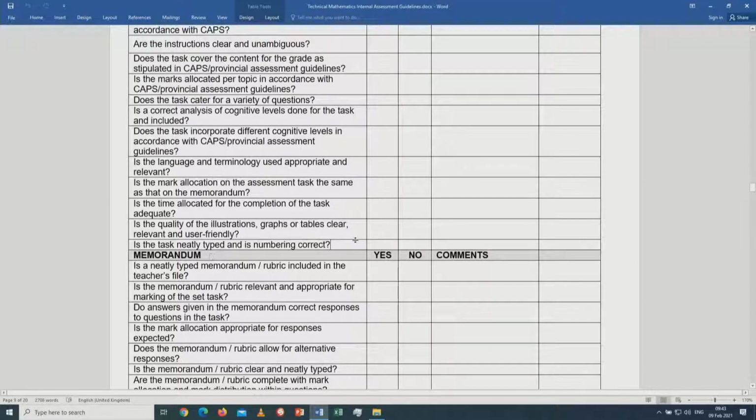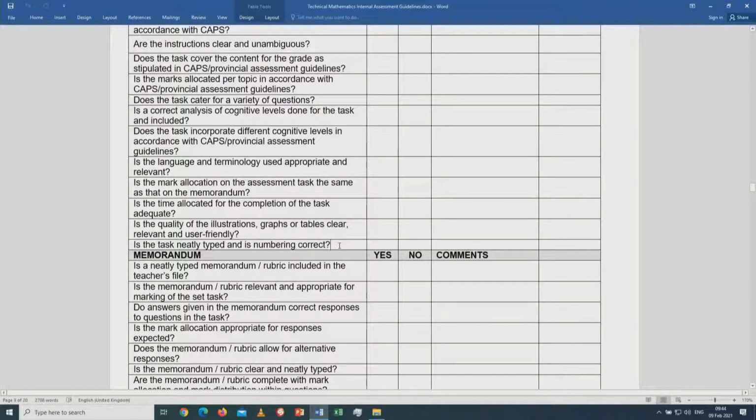You see this one, colleagues. Sometimes when you visit schools, you find the task is not neatly typed. Sometimes it is cut and pasted, and you cut the question as it is, with numbering that does not correlate with the numbering in your paper. That can be confusing. Please make sure, colleagues, that you type your questions.